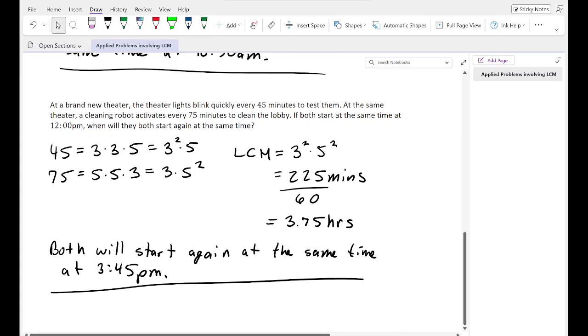Again, you could use brute force and figure it out. Sometimes it's pretty easy and straightforward to see what it is. Other times it might be a little bit easier to use the LCM method. I recommend the LCM method just because it's straightforward and to the point.